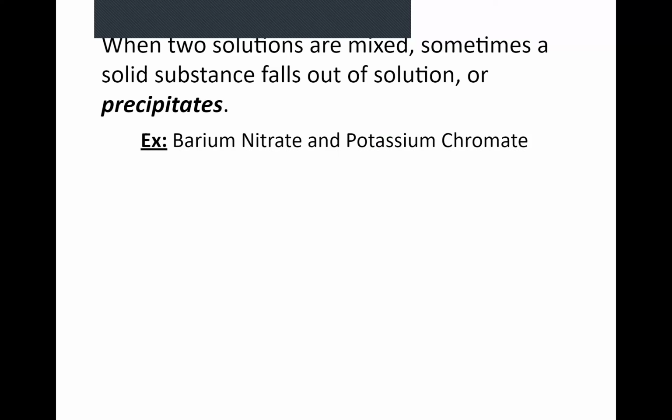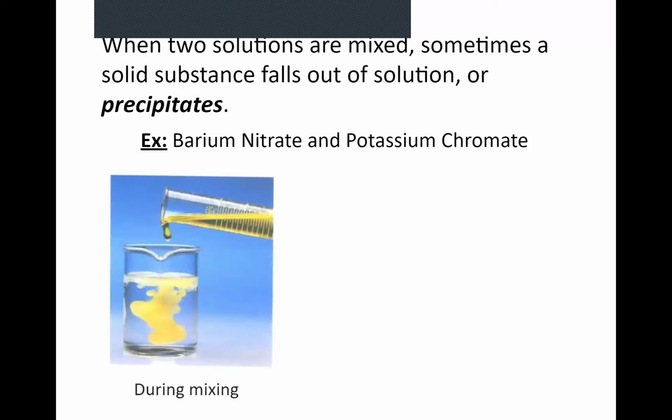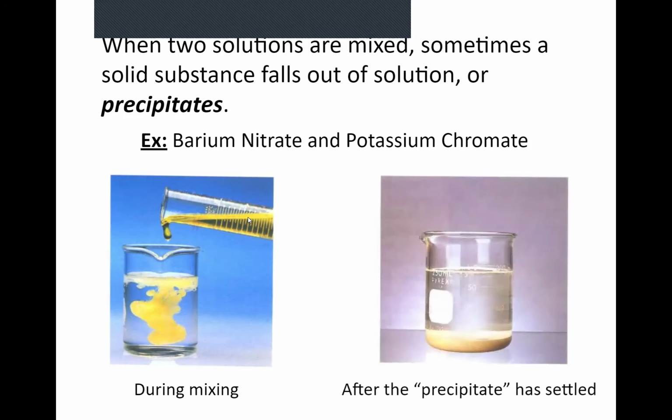Here's an example. When you mix barium nitrate and potassium chromate, the two of them initially dissolve just fine together. One of them's a colorless solution, and one of them's a yellowish solution. When you mix, you see a cloud form, and if you let the cloud settle, you'd see the solid yellowish substance at the bottom that is barium chromate.